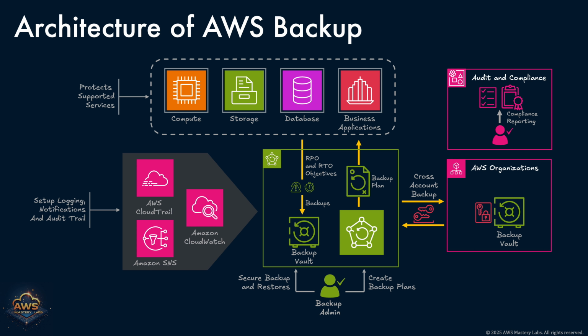To reinforce security and operational control, AWS Backup integrates with CloudTrail for logging, CloudWatch for monitoring, and Amazon SNS for notifications. These services provide real-time visibility into backup jobs, generate alerts for failures or unusual activity, and help maintain a complete audit trail for compliance and troubleshooting.